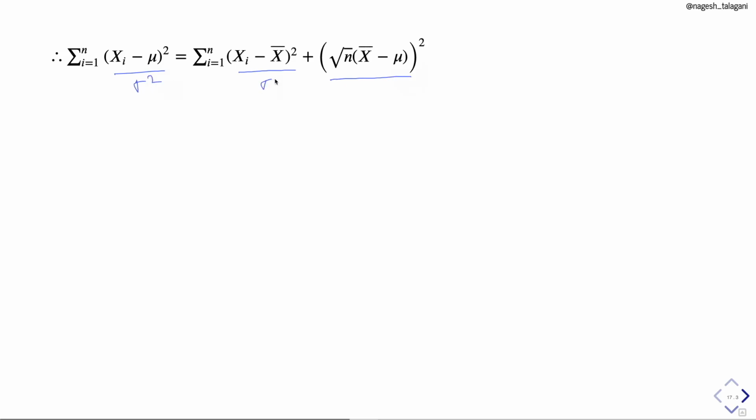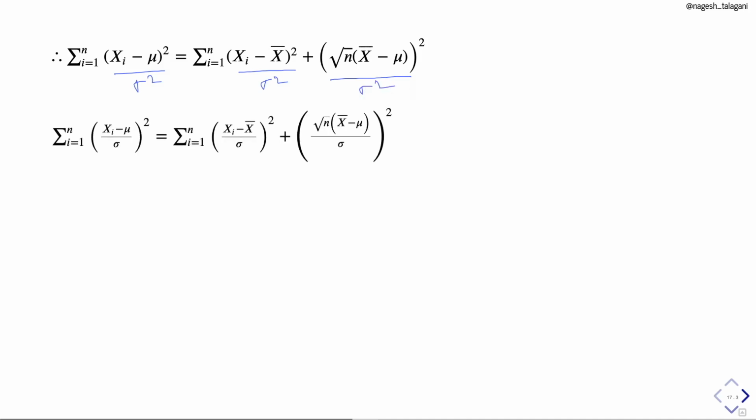Now let me divide each side by sigma square. Let me rewrite it like this: summation i equal to 1 to n of xi minus mu by sigma whole square equals summation i equal to 1 to n of xi minus x bar by sigma whole square plus root n of x bar minus mu by sigma whole square. We know that xi follows the normal distribution with mean parameter mu and variance parameter sigma square, for i equal to 1 to n. That implies xi minus mu by sigma follows the standard normal distribution.